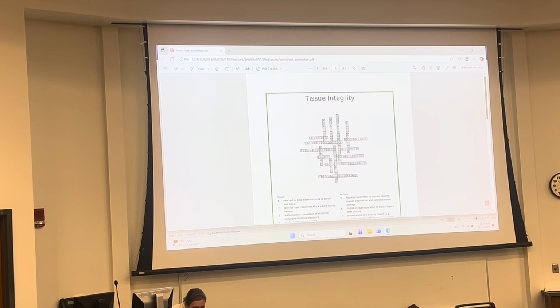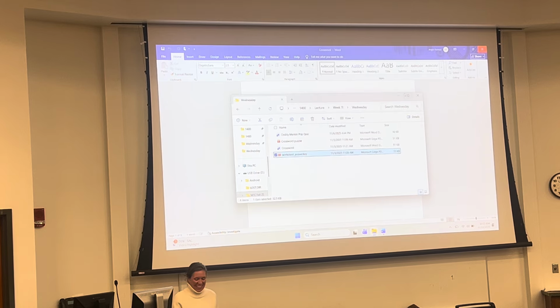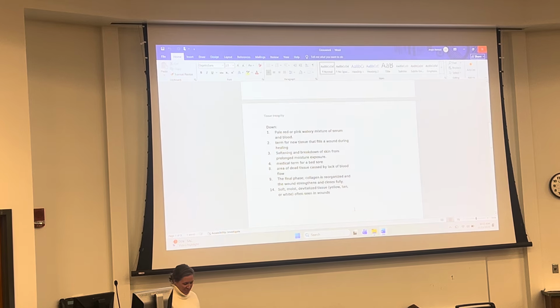Remodel phase. It said it is. Well, I just said remodeling, I didn't say fix. Oh, okay. So, that's why. All right, and then Dawn, soft, moist, devitalized tissue, yellow, tan, or white, often seen in wounds.